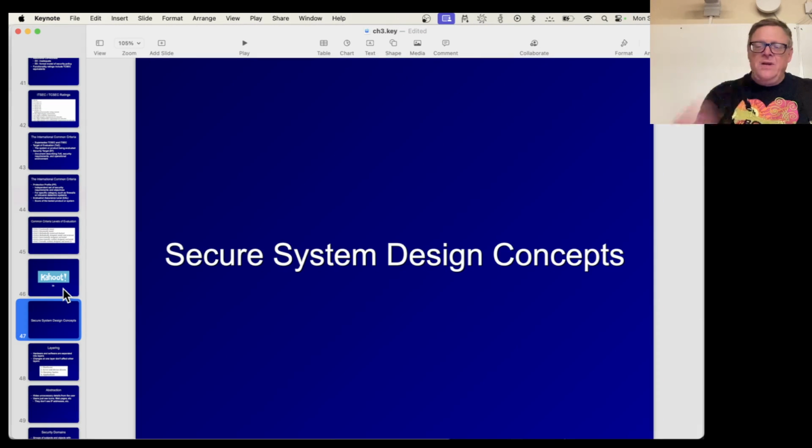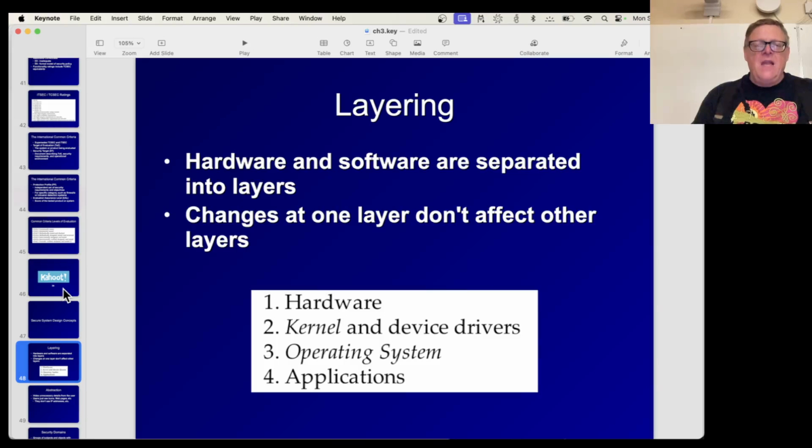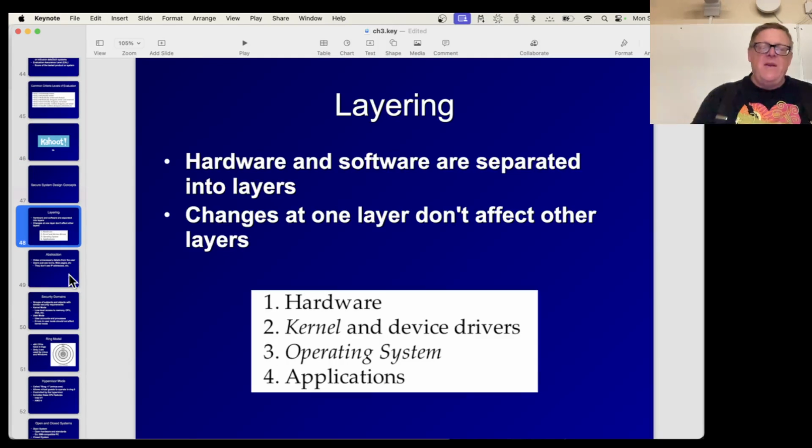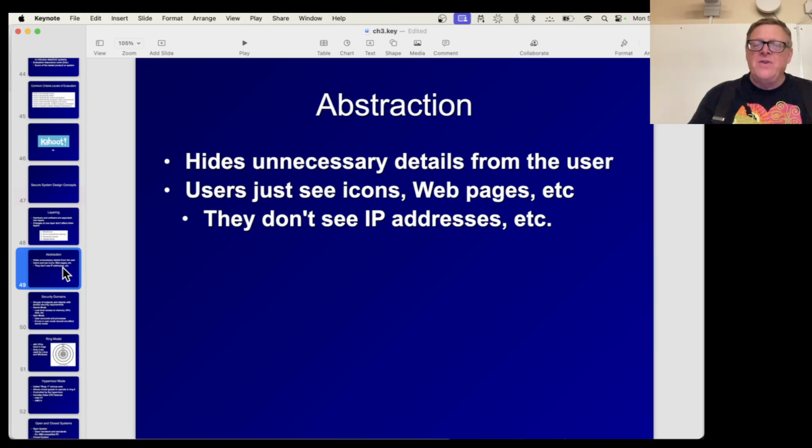All right, so secure system design. Layering is one issue. You break things up into layers, like you have your hardware, then you have kernel and device driver, then the operating system, then applications. And that's why an application can crash without bringing down the operating system, because you have these layers, each operating to some extent independently. And then there's also the principle of abstraction, where you don't have to see the details, so you just open a web page and you see the web page with pictures. You don't see the individual bytes flying around and the IP addresses and all that jazz.